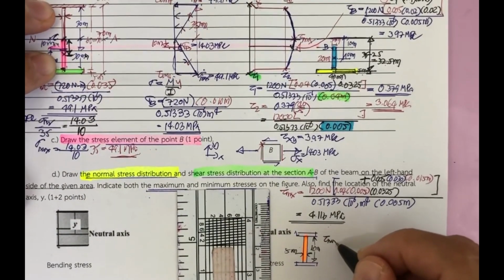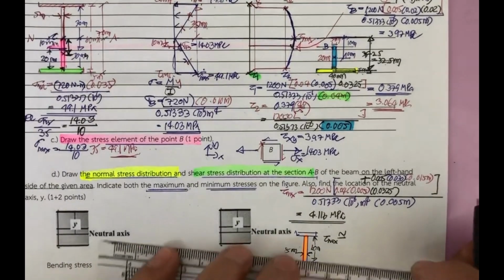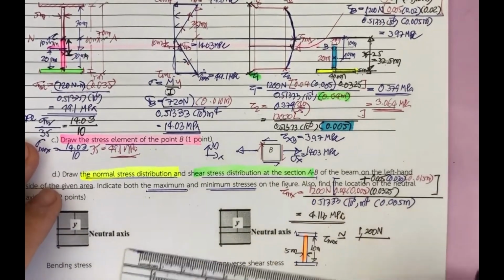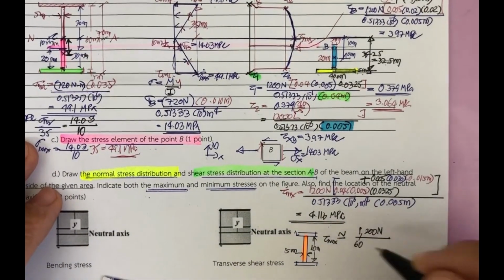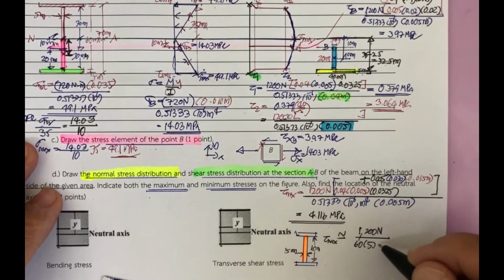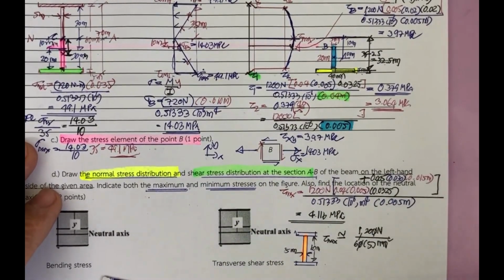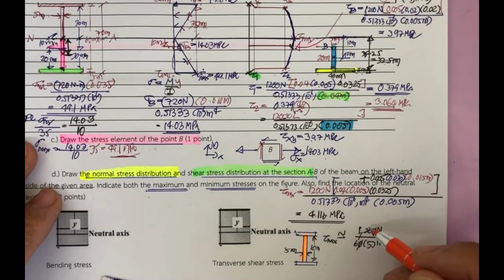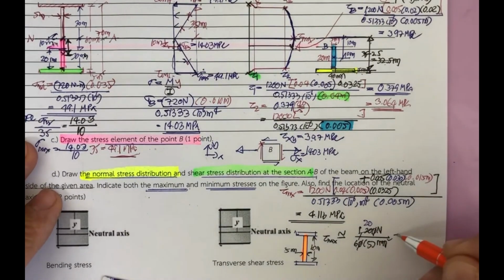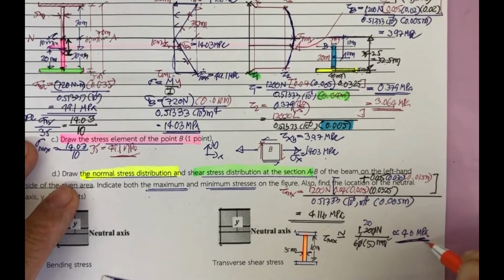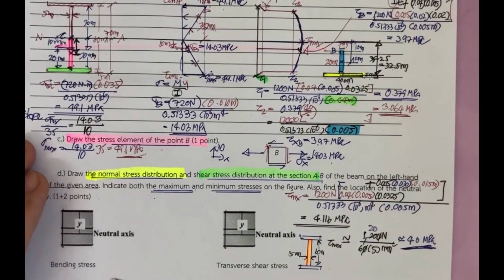The tau max can be approximated to be what? This one is 1200 Newton divided by 60 times 5 millimeter square. You cut this one, and 6 cut this one, going to be what? 120 divided by 6, this one is going to be 20, and then it is going to be approximately 4.0 megapascal. It can be approximated like this for this section.